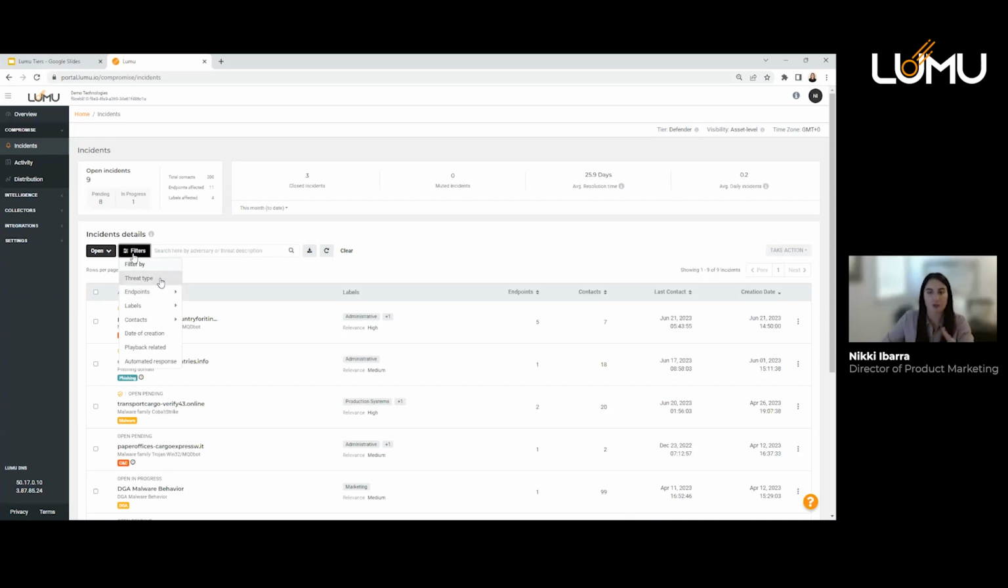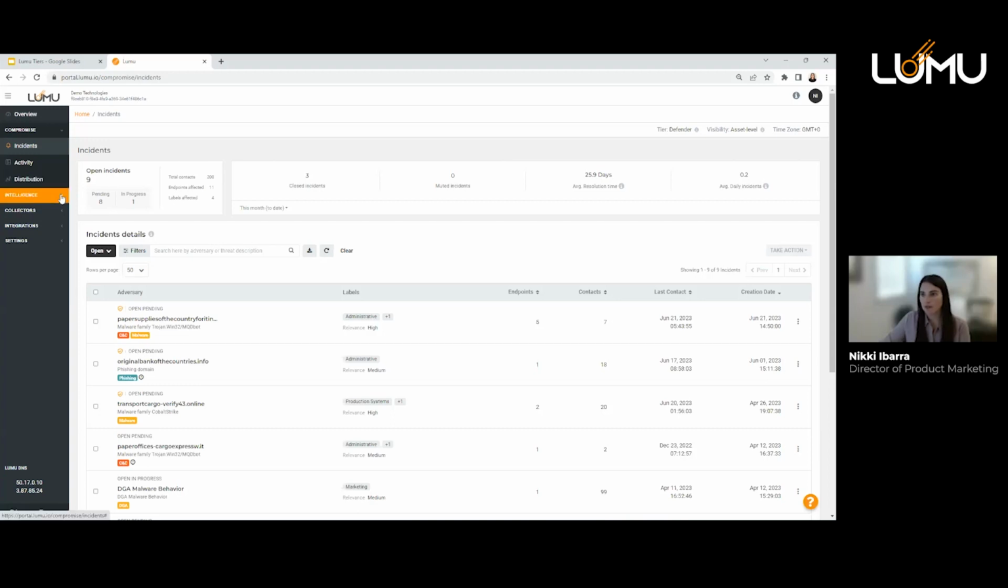And we're going to go through this in more detail, but I just want to give you a little bit of background. This incidents view is one of the things that has really come a long way in our time at Lumu, and has really become the cybersecurity operator's right hand, the most important part, I think, of our portal in terms of operability.